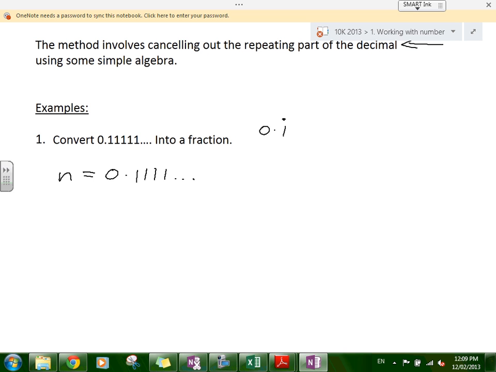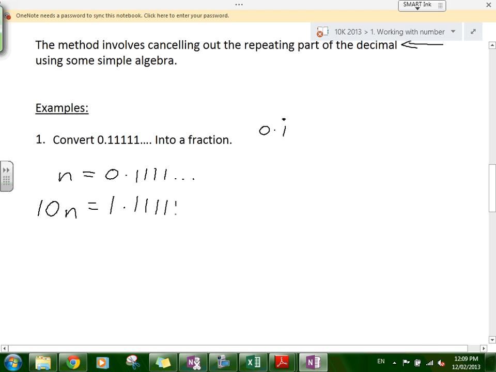What happens to 0.11 repeater when I multiply it by 10? What do I get when I multiply 0.1111 by 10? What happens when you multiply something by 10? It moves up. The decimal point moves up, so what are we going to get? 1.1111. Okay, so I can say, well, 10n, which is 10 times n, is equal to 1.11111. Goes on forever.